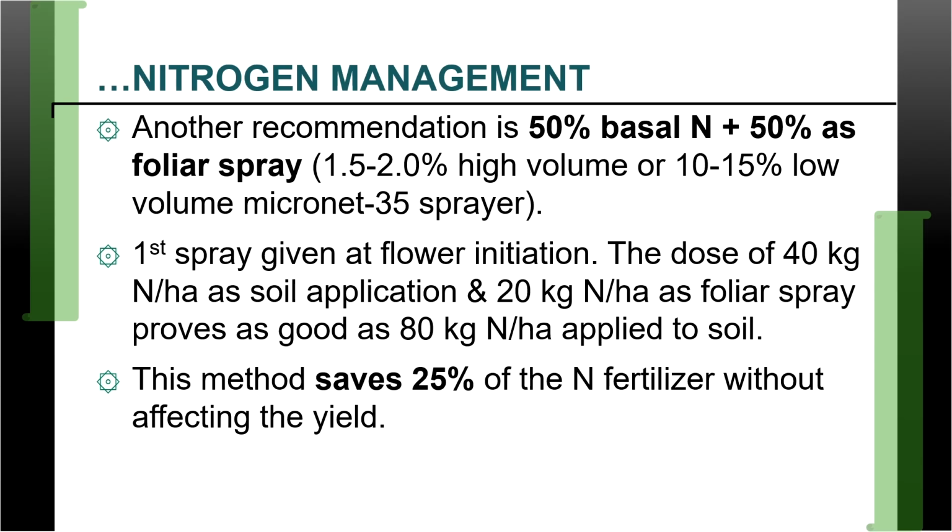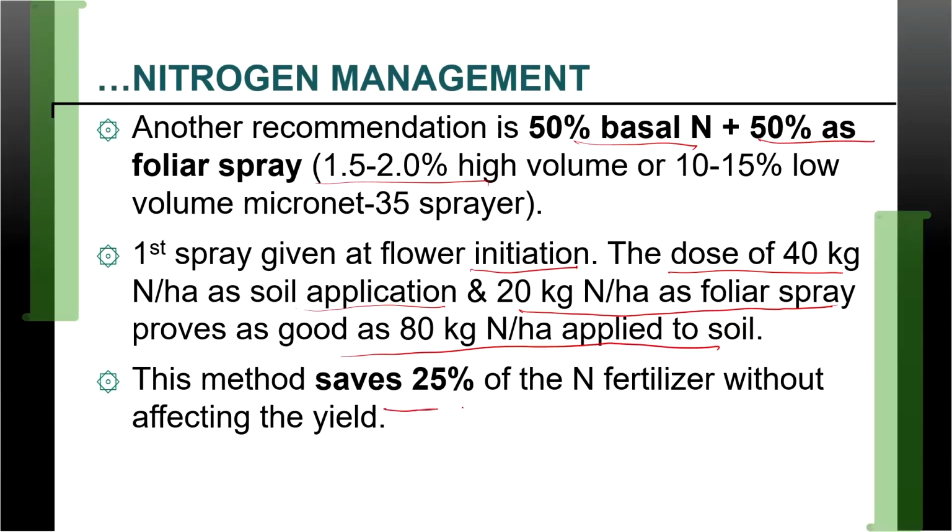Now another recommendation is 50% nitrogen can be applied basal and 50% as foliar spray. So one recommendation is there for foliar spray also, with the first spray at flower initiation. A dose of 40 kg nitrogen per hectare as soil application and 20 kg nitrogen per hectare as foliar spray proves as good as 80 kg nitrogen per hectare applied to the soil. So under certain conditions, foliar application can also be adopted. This method saves 25% of the fertilizer nitrogen without compromising the seed yield.